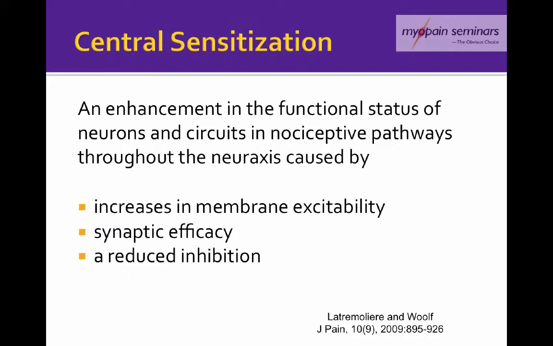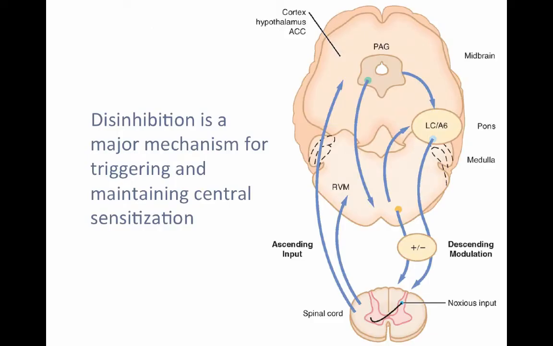In addition, the descending inhibitory system becomes less effective, reducing the normal supraspinal descending nociceptive inhibitory control that modulates ascending nociceptive transmission. As we have stated already a few times, the descending inhibitory system becomes less effective, reducing the normal supraspinal descending nociceptive inhibitory control that modulates the ascending nociceptive transmission.